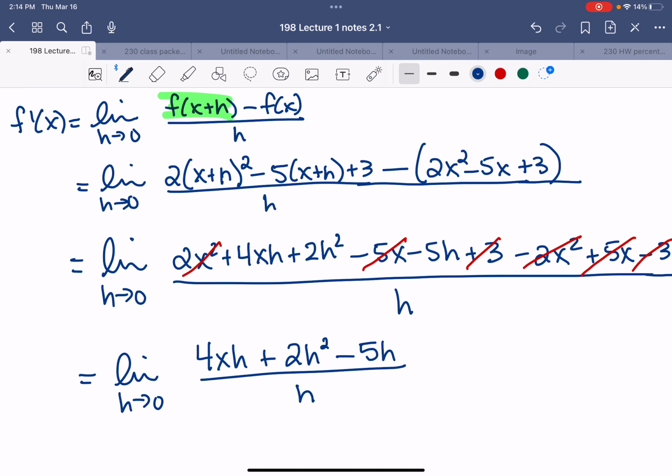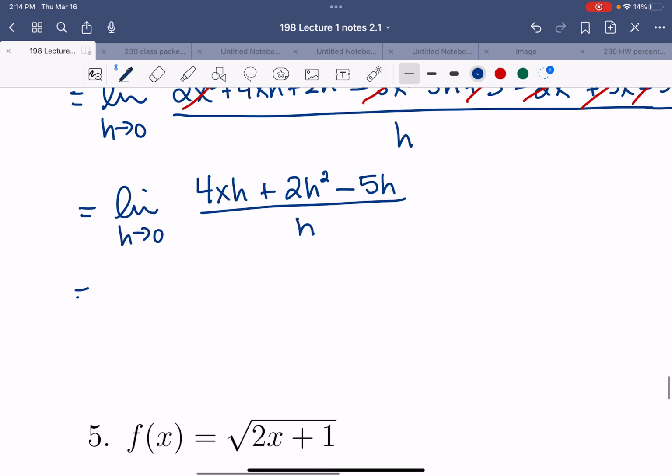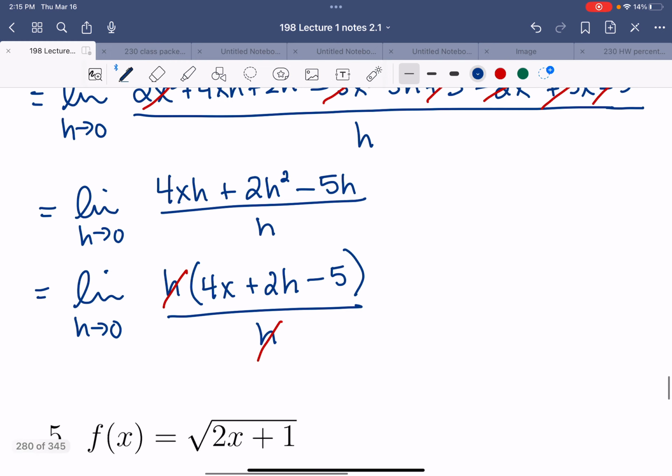All over h. Okay, and everything should have an h because what I want to do next is I want to factor it out so I can cancel it with the one that's in the bottom. So if I take out the h, that's 4x plus 2h minus 5 all over h. Then I can go ahead and cancel these h's. That gives me the limit as h goes to 0 of 4x plus 2h minus 5.